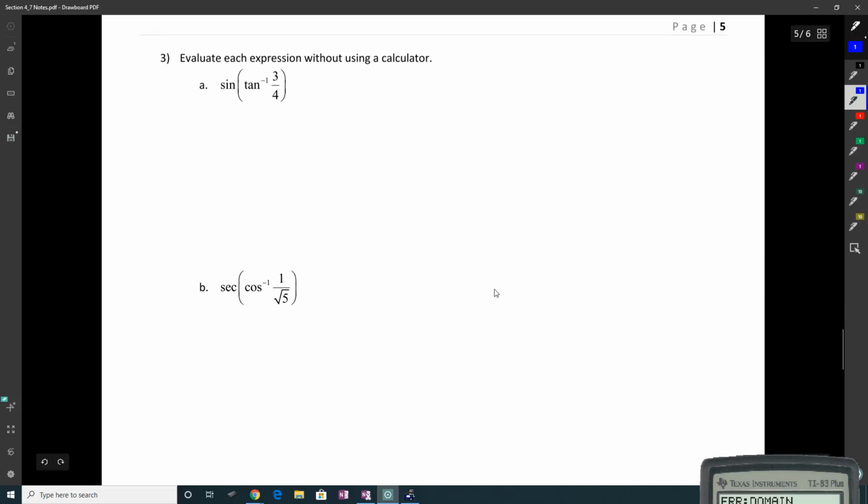All right. So evaluate each expression without a calculator. So here, they're basically saying find sine of theta, where theta is equal to inverse tangent of 3/4. Since I know that x and y swap for inverse, this is the same thing as saying tangent of theta is equal to 3/4. But I know tangent is opposite over adjacent.